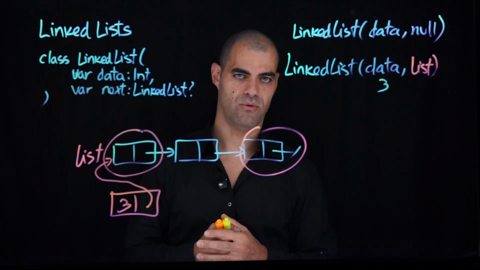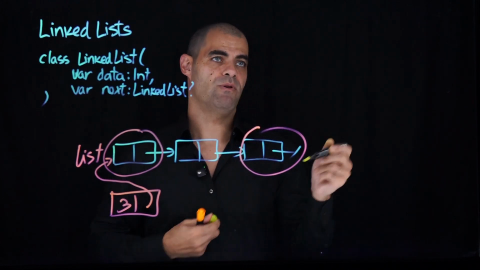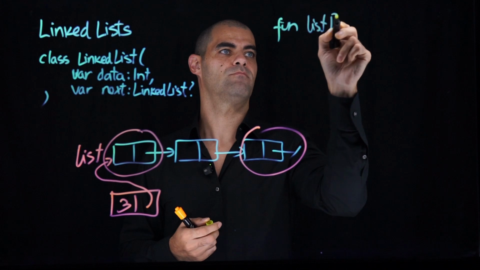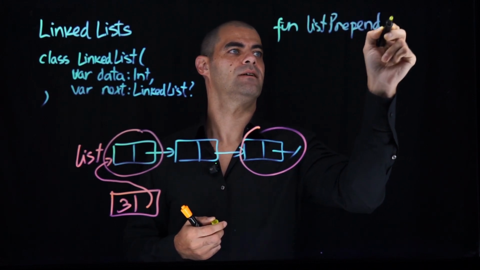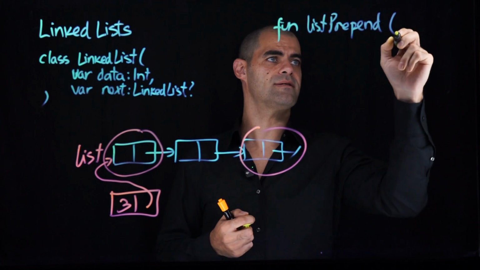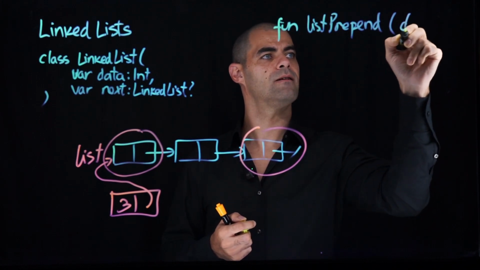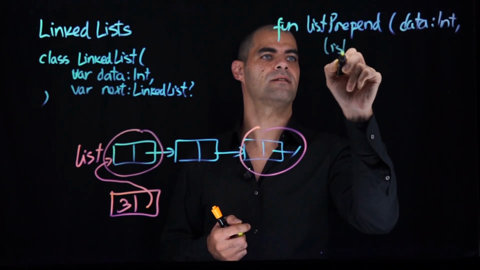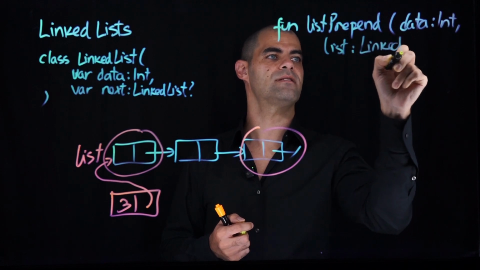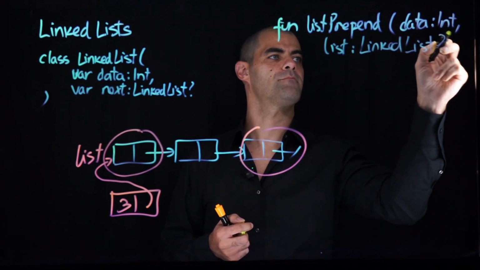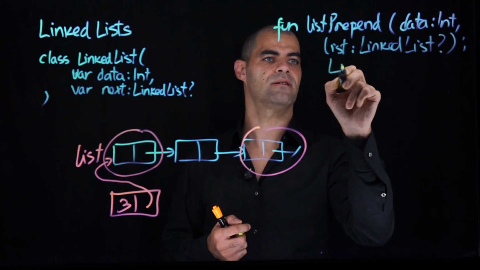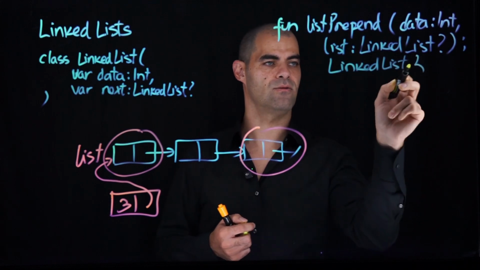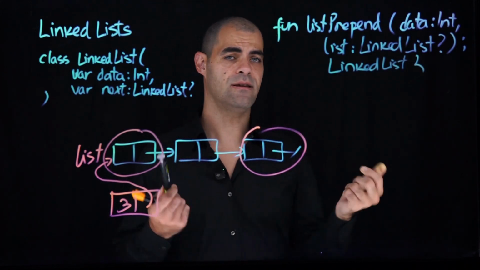And let's look at how this can be implemented. So what we want now is a function called prepend, function list prepend, that, like before, needs some data, that is an integer, and our list is a linked list. So this doesn't change, this is always the same. And it returns a list, a linked list, that of course is not null. So it doesn't have the nullable here. And here the pattern is always the same.